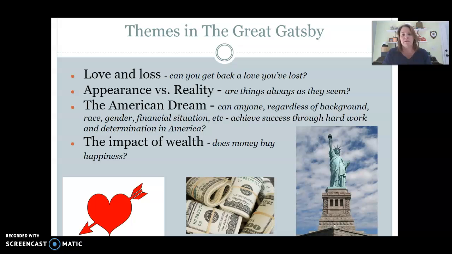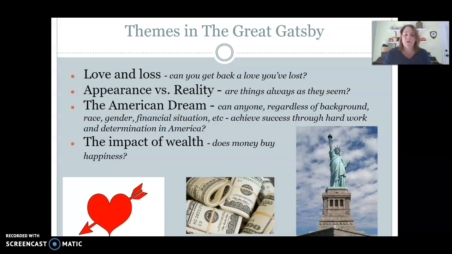Another major theme is appearance versus reality. So are things always as they seem? Can you trust first impressions? Can you trust what people tell you? Is your perception of reality the same thing as actual reality?